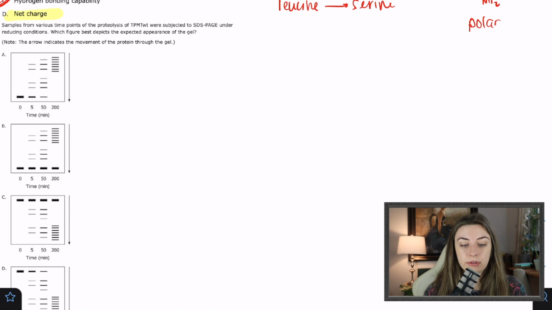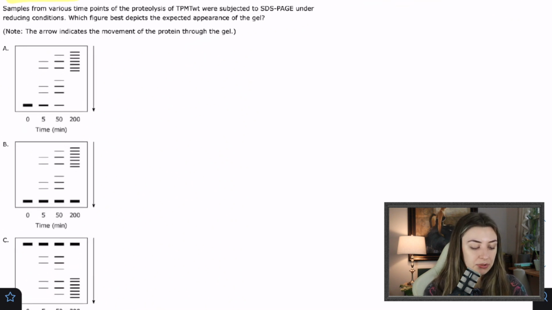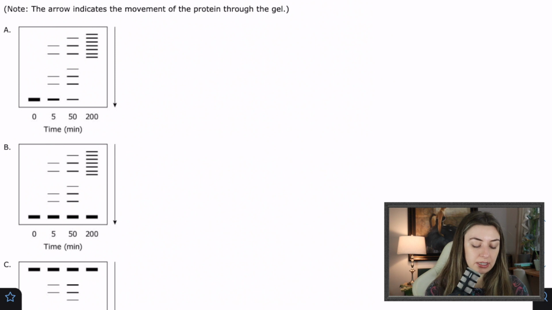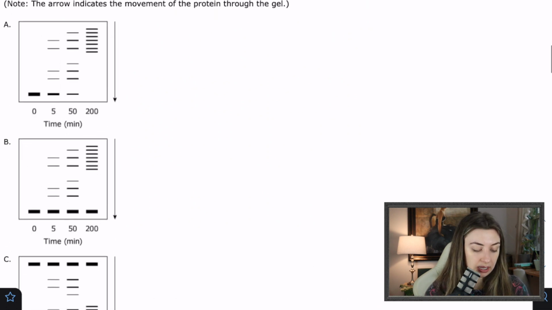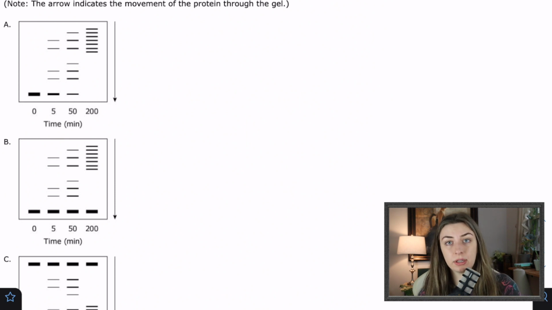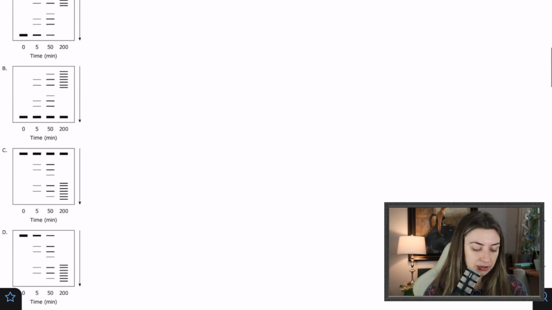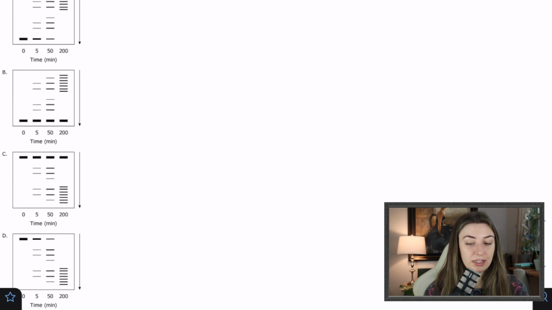So next question, 19, says samples from various time points of the proteolysis of the enzyme were subjected to SDS-PAGE under reducing conditions. Which figure best depicts the expected appearance of the gel? The arrow indicates the movement of protein through the gel. So I started thinking about what the products of the proteolysis are, and that's going to be important because I need to know the molecular weight and the charge to know how it gets through. And probably some of y'all started going down that rabbit hole too, but I encourage y'all to look at these answer choices. There's only one that even makes sense if you know how SDS-PAGE works.